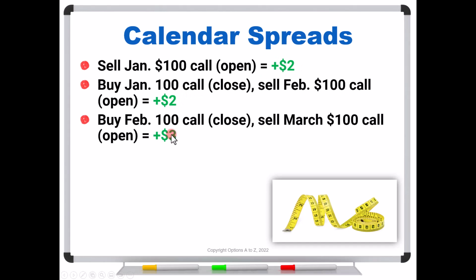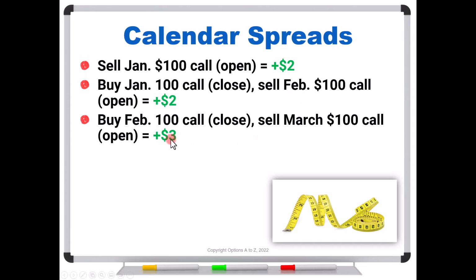At a later time, let's say we buy the February 100 call to close. We're just closing this one out. And we sell the March 100 call to open. Maybe we get a credit of 3. But these are just simply calendar spreads. We're buying back the current one, selling the same strike but for the next month or the next week. But it's a calendar spread.